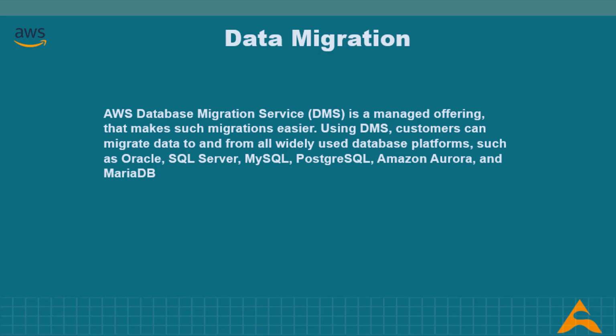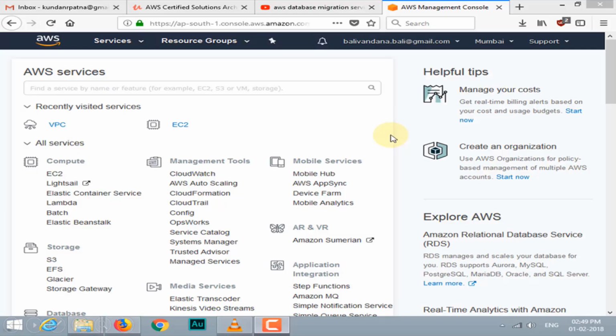Using Database Migration Service, customers can migrate data to and from all widely used database platforms such as Oracle, SQL Server, MySQL, Amazon Aurora, and MariaDB. Further, let's understand the Amazon RDS offering in the lab session.